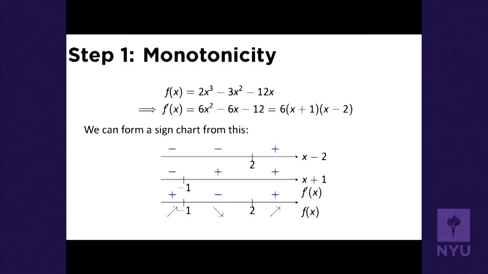Okay, which is great. Now we know exactly what's happening at -1 and 2. What kind of point is this? This is a local max. Okay, I'll just put max there. And then 2 is a local min.